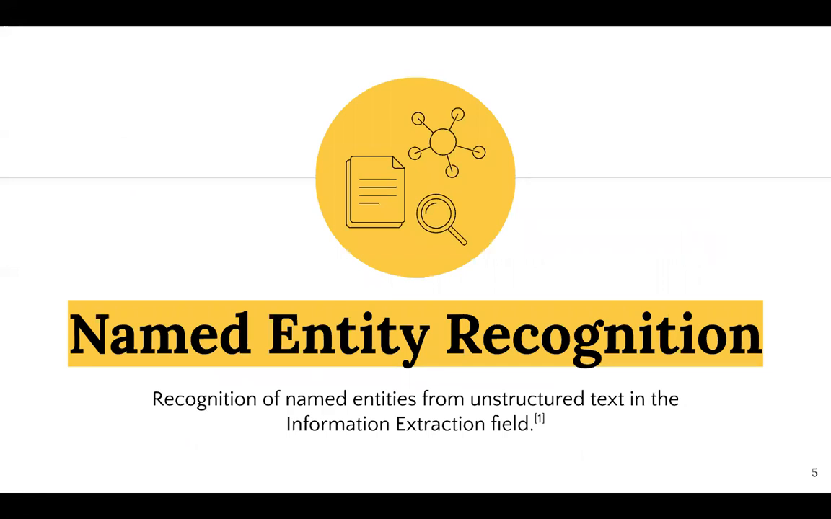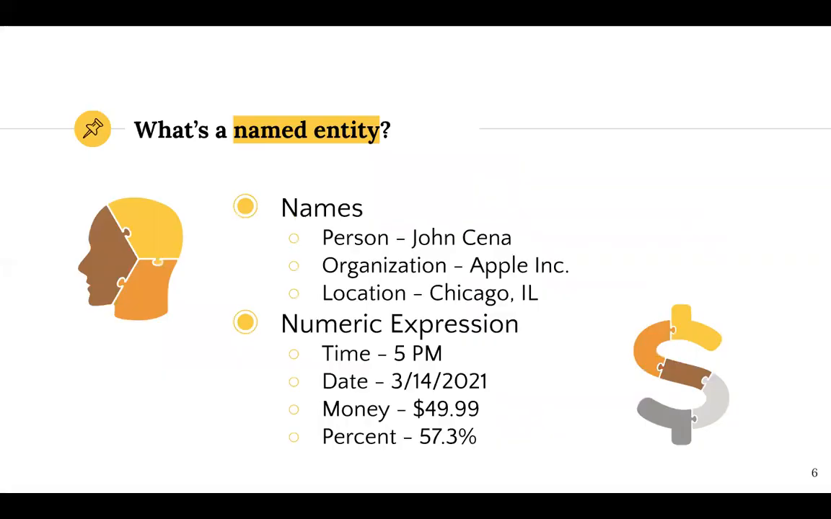This is where named entity recognition comes into play. Named entity recognition is the recognition of named entities from unstructured text in the information extraction field. First of all, what is a named entity? A named entity can be one of two things, a name or a numeric expression, as this paper talks about. A name would be a proper noun, such as a person, organization, or location, and a numeric expression could be something like time, date, money, or a percentage.